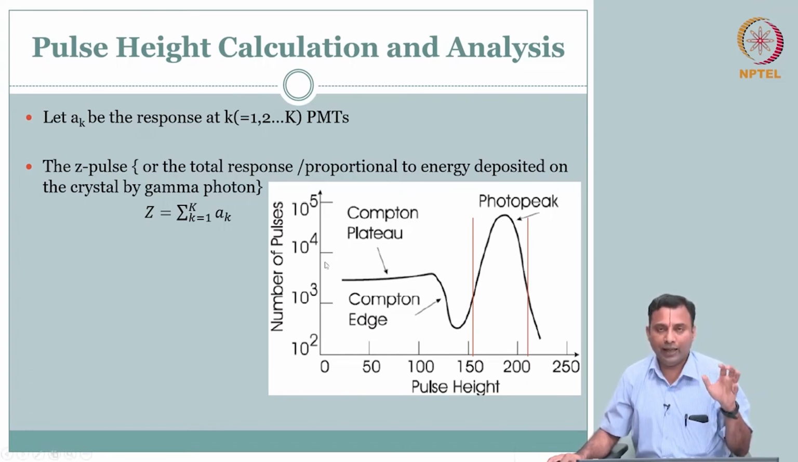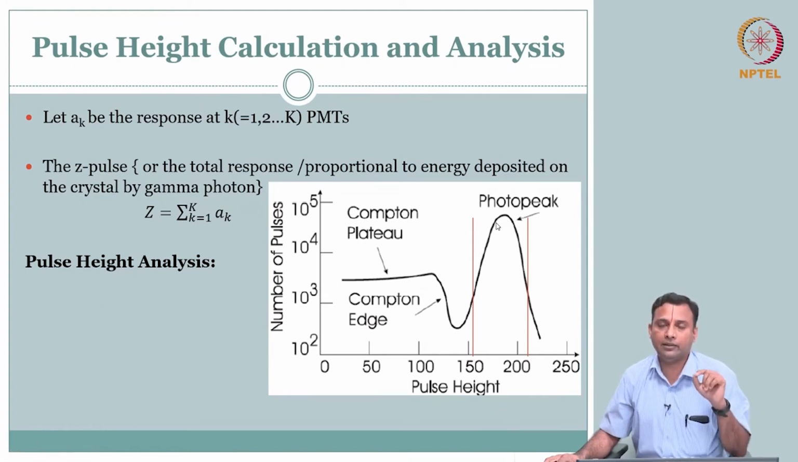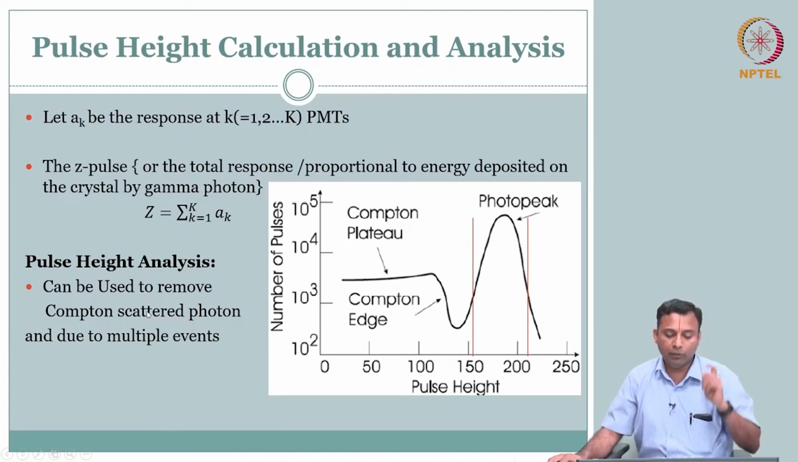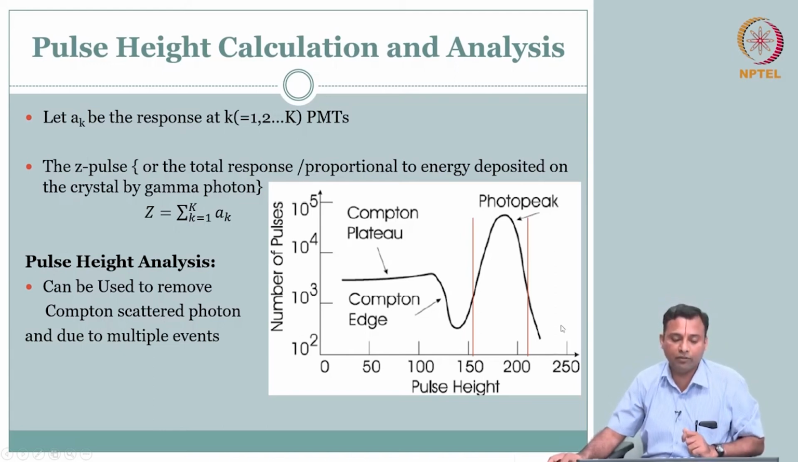So you collect all the signals and do this Z analysis, what we call pulse height analysis, and then we figure out which scintillation is produced because of the signal, that is the gamma, not the Compton scattered one, and which is not. So it can be used to remove Compton scattered photons. With Compton scattering we know the energy is less, so the left side is fine. What is this greater side?